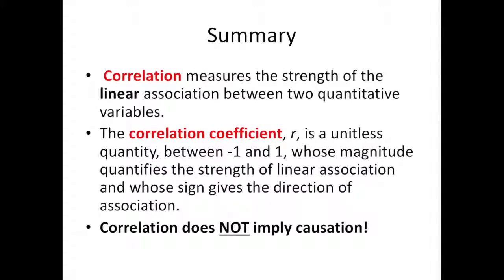So in summary, correlation measures the strength of the linear association between two quantitative variables. I could calculate this quantity for any pair of quantitative variables, but it only has meaning if I see that the association appears to be linear in shape. The correlation coefficient R is a unitless quantity between -1 and +1 whose magnitude quantifies the strength of linear association and whose sign gives the direction of association. And finally, correlation does not imply causation.